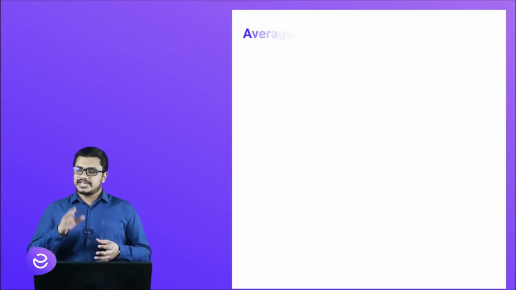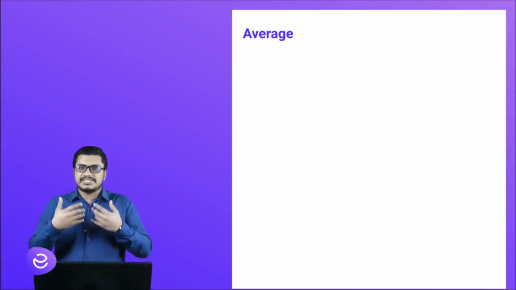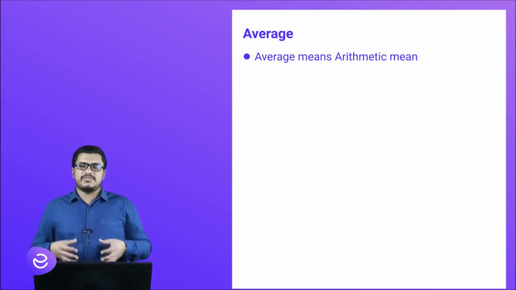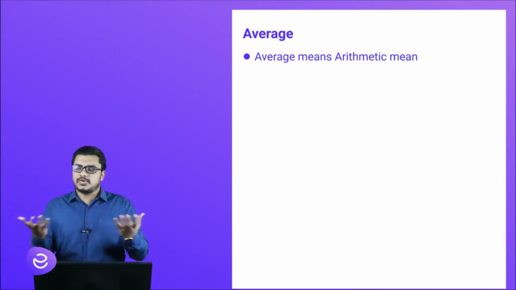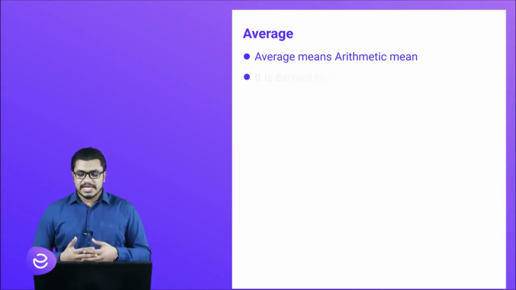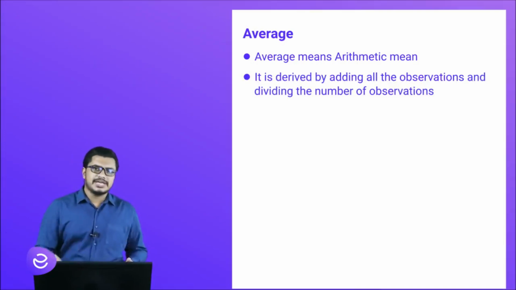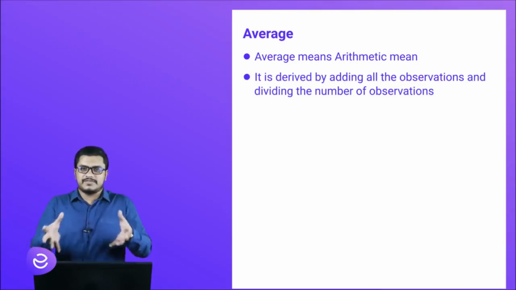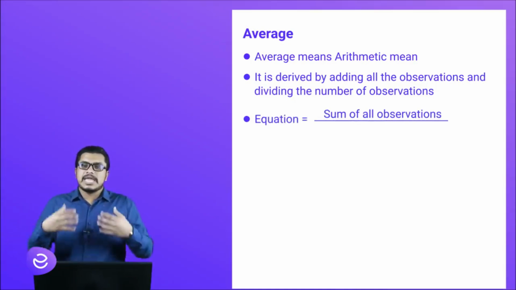The next area is average. As you know, average is familiar to everyone. Average basically means arithmetic mean. So if we get a load of numbers, we add everything and divide it by the total number of observations. It is derived by adding all the observations and dividing by the number of observations. So don't get confused by it. It is very simple: sum of all the observations divided by number of observations.